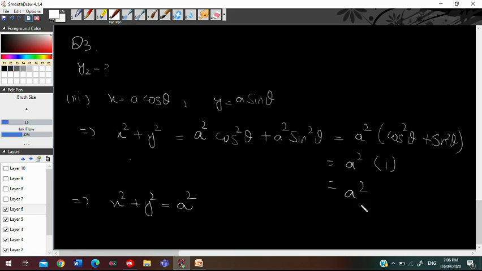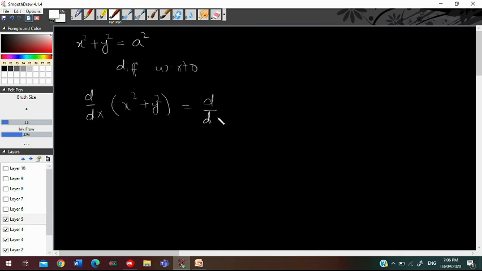Now we apply the derivation on this function, x square plus y square is equal to a square. Now differentiate with respect to x. I will explain it more if I write d by dx of x square plus y square is equal to d by dx of a square. I have applied derivation on both sides.